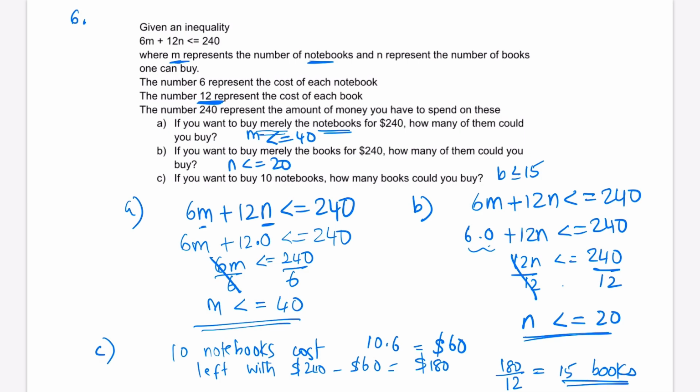So let's review quickly the third problem. If you want to buy 10 notebooks, in this case problem C states you want to buy a combination of books and notebooks. So you want to buy 10 notebooks. How much are you left with to buy books?